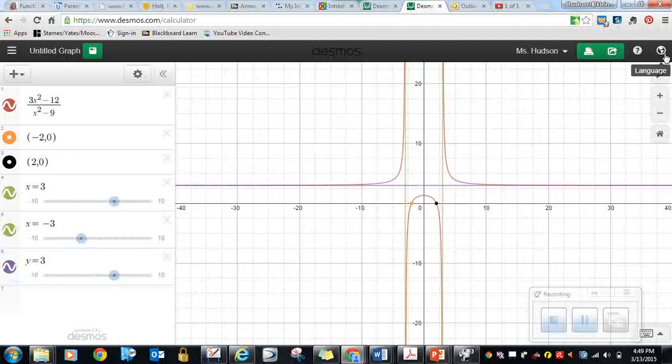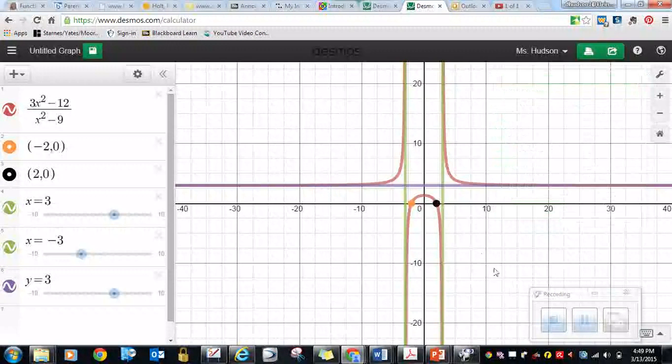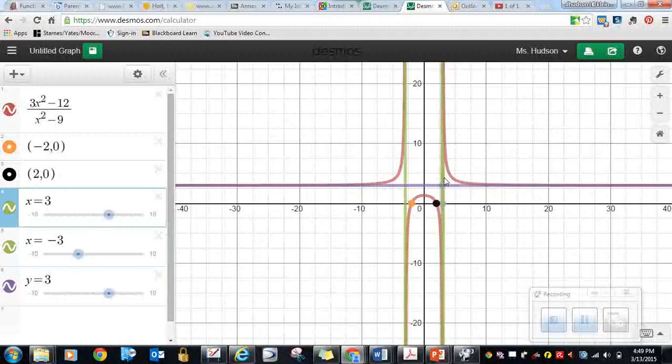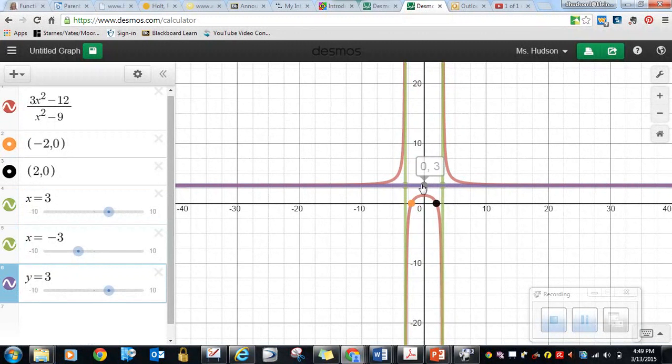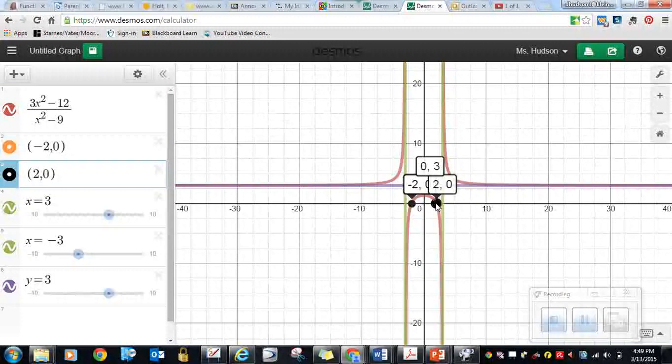And let's put this in projector mode so you see it better. There. All of our lines are a little thicker. This is my function right here. And these are my vertical asymptotes, my green lines right here. This is my horizontal asymptote, which is the ratio of the leading coefficients, this 3 divided by the invisible 1 in front of the x squared. And then finally, where it's crossing the x-axis, my roots, my solutions, my zeros. They are always where we cross the x-axis.